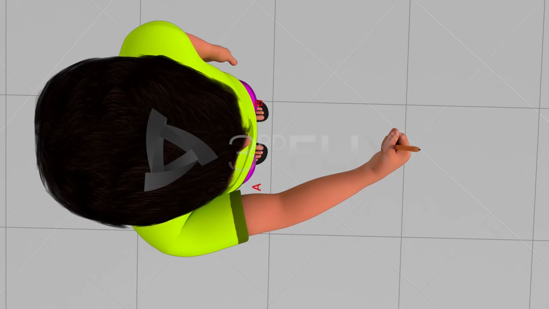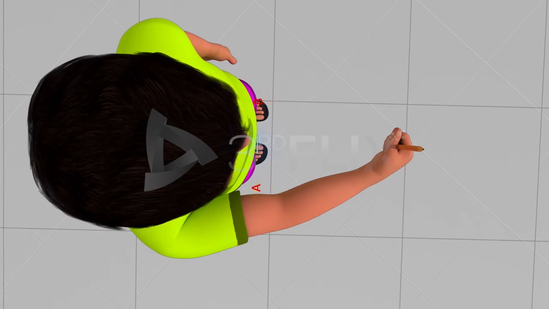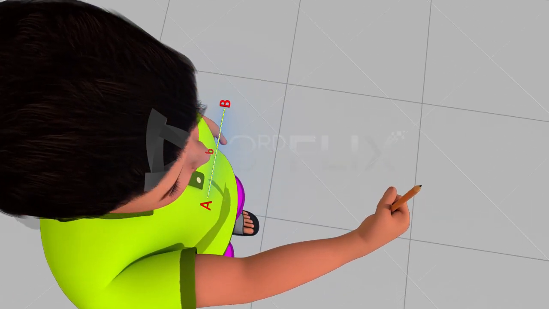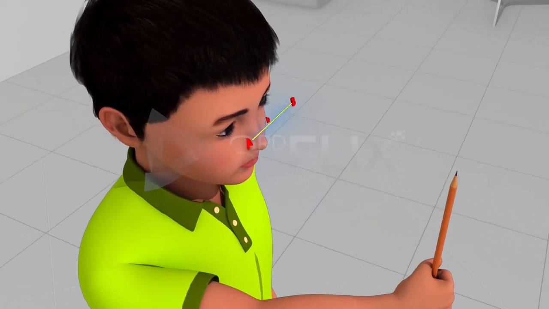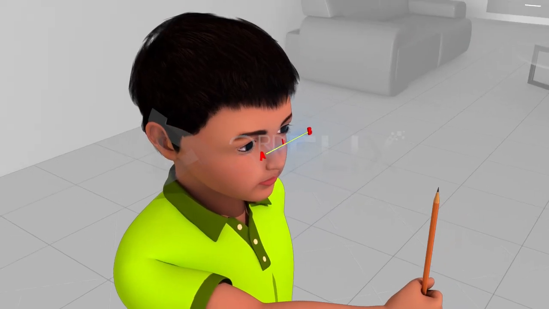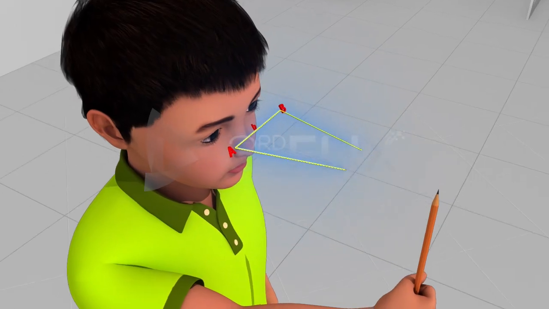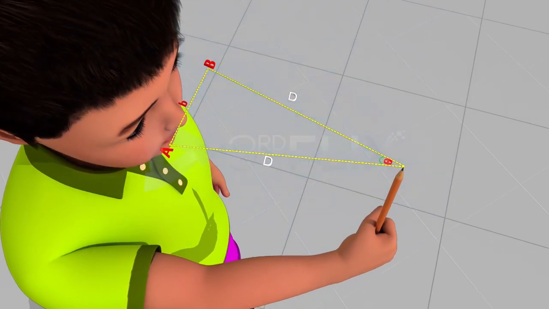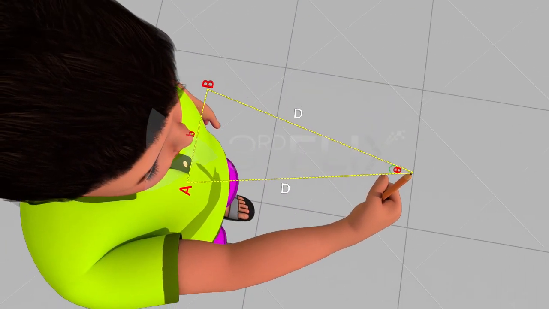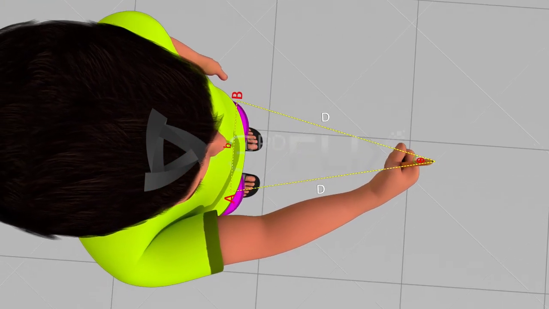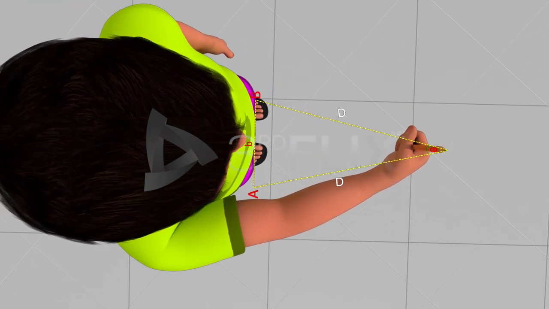This is called parallax. The distance between the 2 points of observation is called the basis. In this example, basis is the distance between the eyes. Distance of the pencil from the eyes can be deduced from the basis and the angle between the lines of observations.